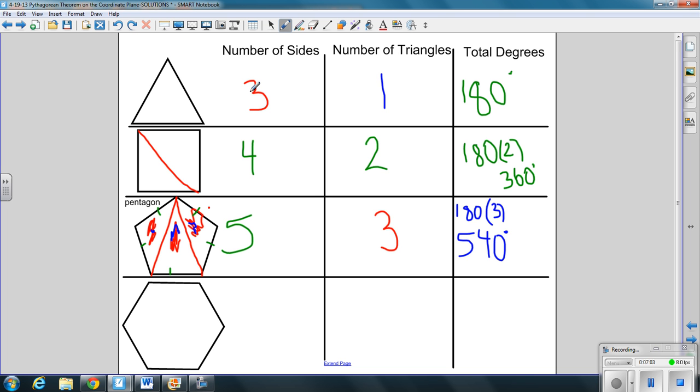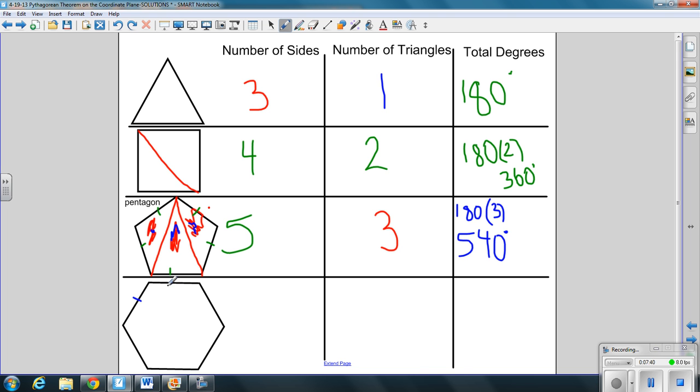So far, do you notice number of sides is 3, number of triangles is 1. What's the difference here? 3 minus 2 is 1. How many sides to this shape? 4. So how many triangles can it make? 2. What's the relationship? 4 minus 2. Are you starting to see a pattern? How many sides to this shape? 5. So how many triangles make up a 5-sided shape? 3. 5 minus 2.